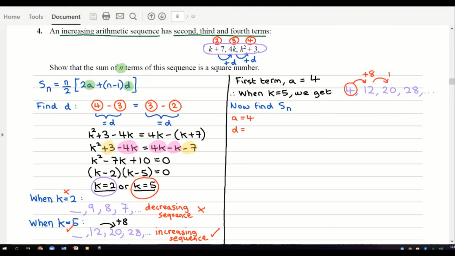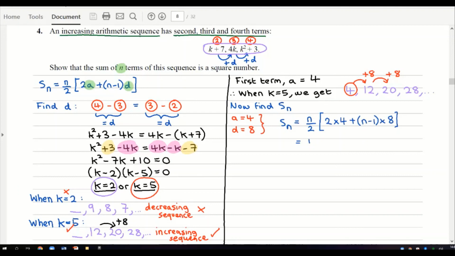Okay, let's sub those into the summation formula. Nearly there. So Sn is equal to n over 2. It says show that it's a square number. Well, let's not worry too much about it. Let's just keep going through the process. Have trust in the process, and hopefully the result will fall out at the end. So multiply that by 2a, so that's 2 multiplied by 4, added to n subtract 1, multiplied by the common difference of 8.